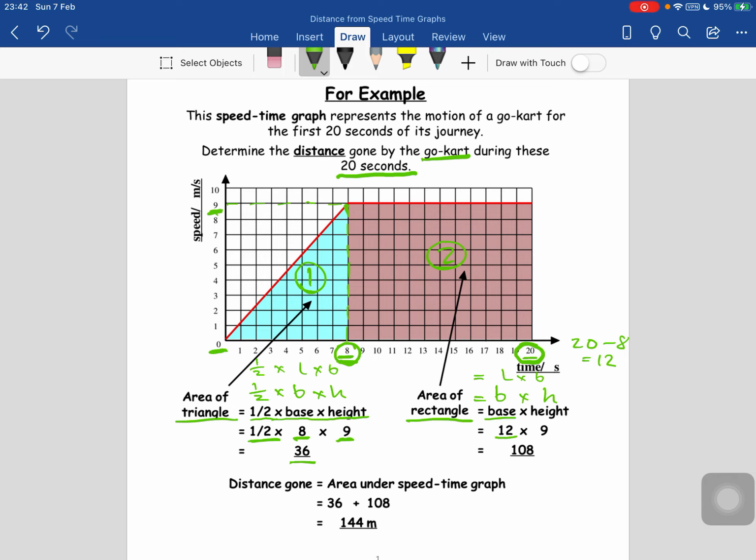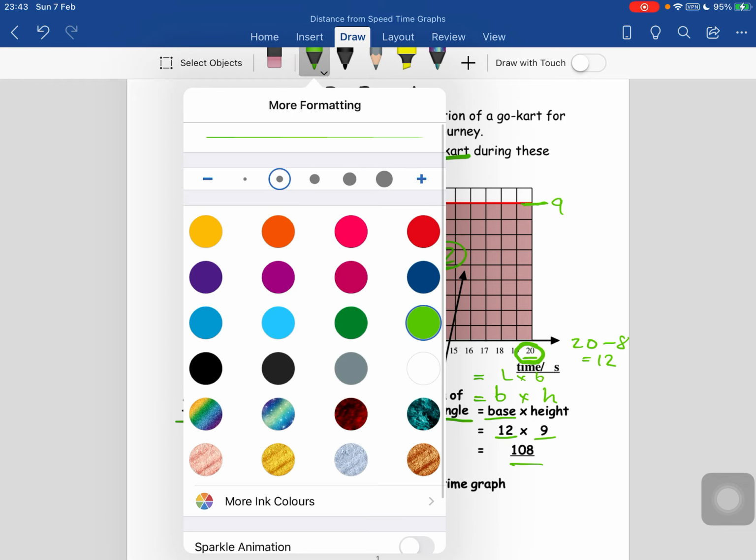The height of the rectangle is easy to find because it's the same number we had before. It's a constant speed of 9 metres per second, so the height is just 9. And 9 twelves gives 108. Now the total distance, we would then add these two numbers together. So we get 36 plus 108, giving us 144 metres.